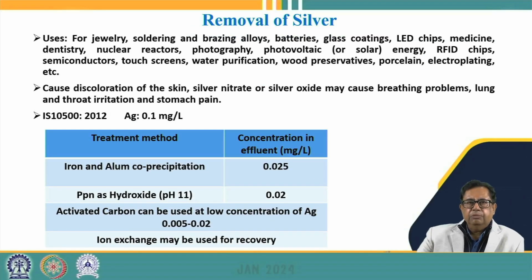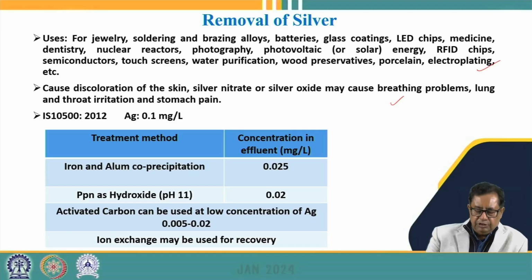So silver can come into the environment from a number of industries like jewelry, soldering and brazing alloys, batteries, glass coatings, LED chips, medicines, dentistry, nuclear reactors, photography, photovoltaic or solar cells, solar energy, RFID chips, and semiconductors. So there can be a number of industries from where the silver may come into the environment. If we take in a high concentration of silver, it may lead to discoloration of the skin.